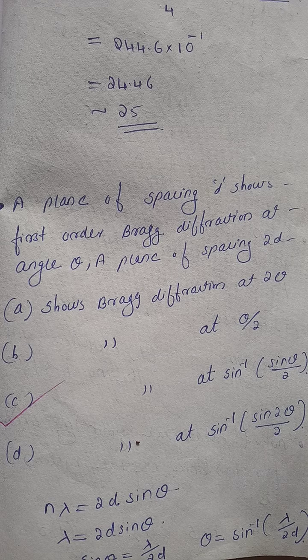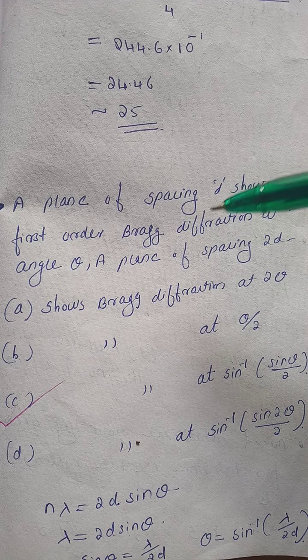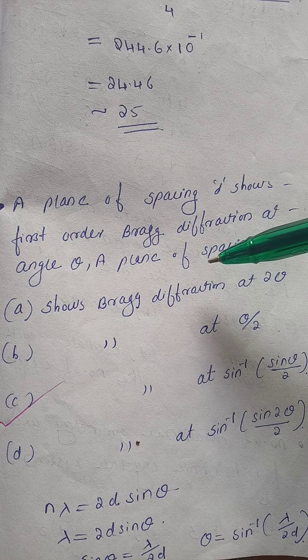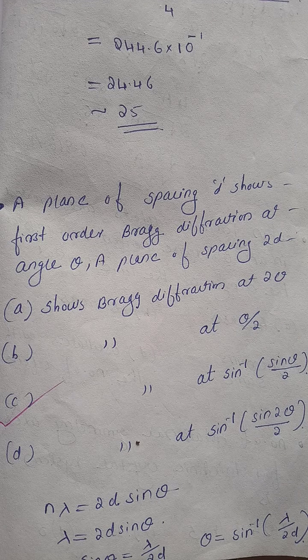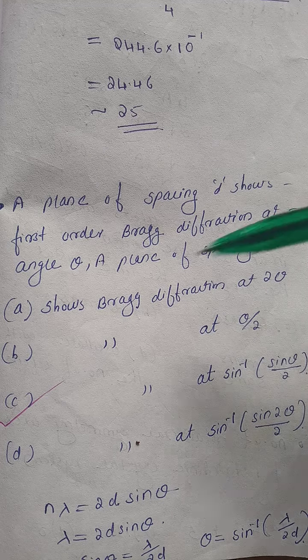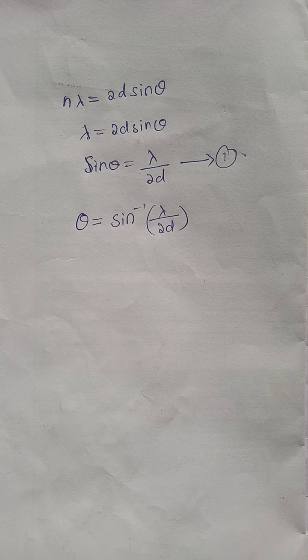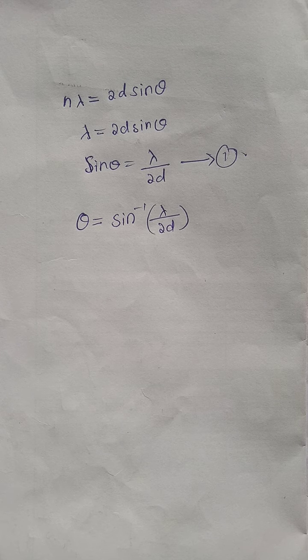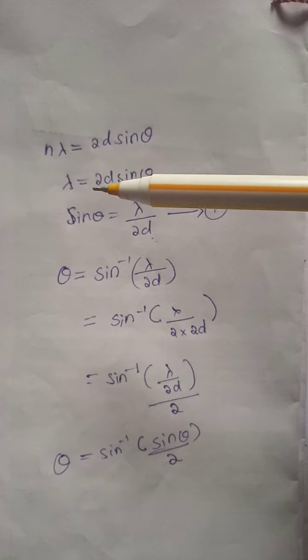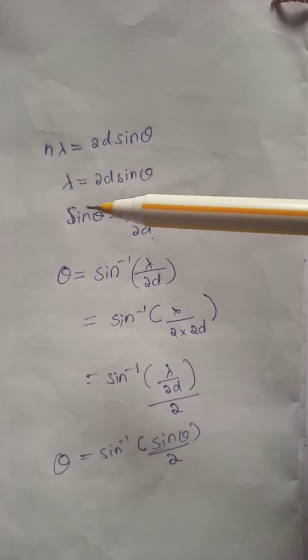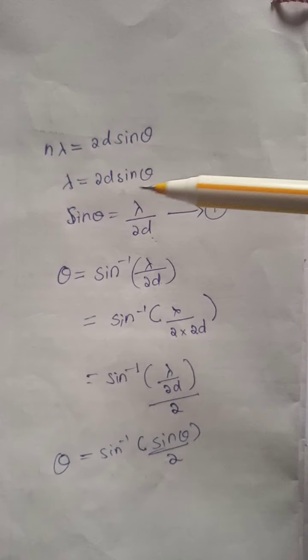Next question. A plane of spacing D shows first order Bragg diffraction at angle theta. A plane of spacing 2D... And the options are given. That is, first they are telling the spacing D shows Bragg's angle theta. So if D changes to 2D, what change will happen to the angle theta? So for finding this, first of all we are considering the Bragg's equation, n lambda is equal to 2D sin theta. And n is given, n is equal to 1. So substituting, lambda is equal to 2D sin theta.